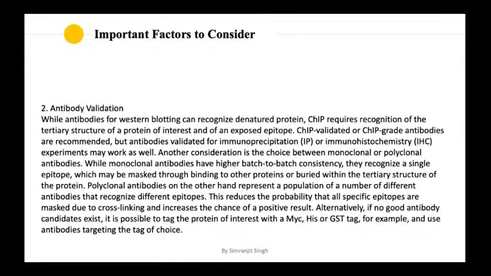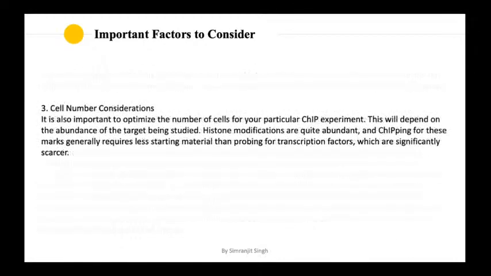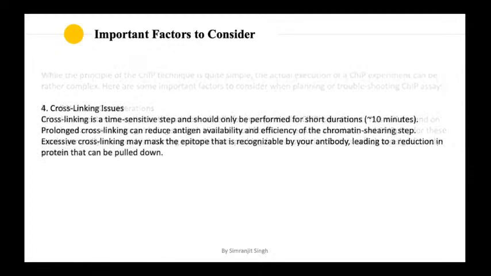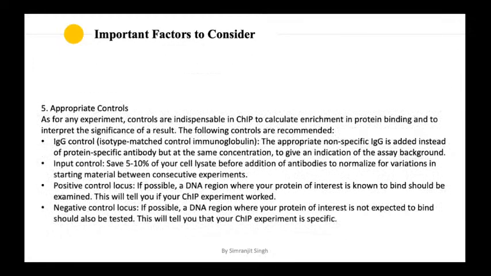Antibody validation. So antibodies in Western blots are recognized using denatured proteins, and ChIP requires recognition of these tertiary structures. Cell number consideration. Your cell number should be good in amount, otherwise you will not see the results. And finally, the cross-linking issues and appropriate controls should be taken care of.